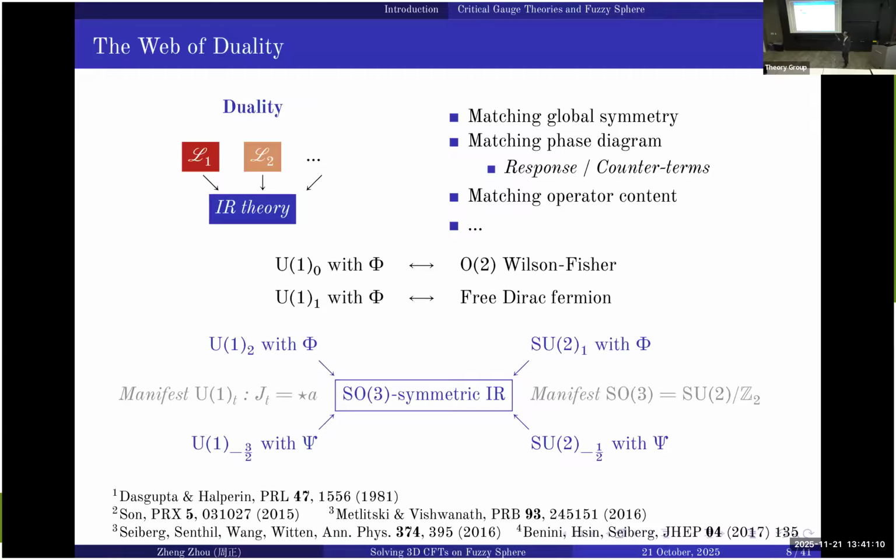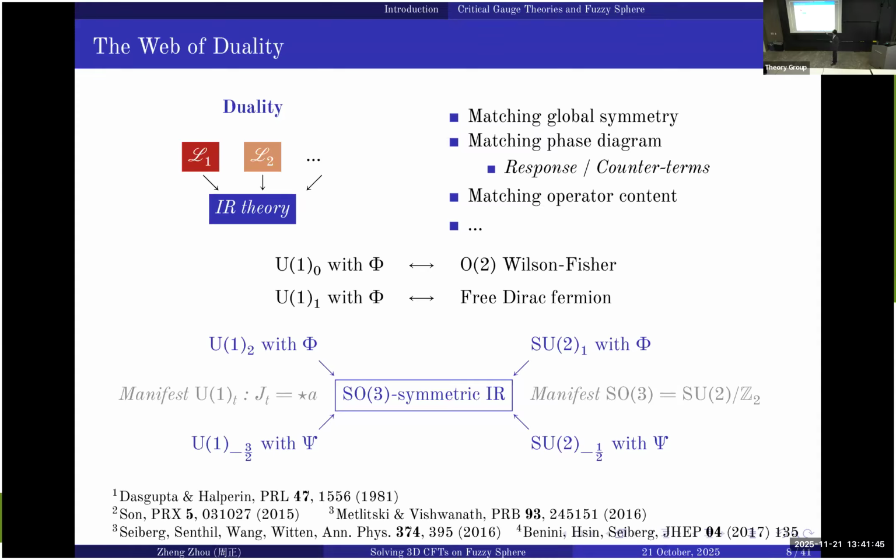But more dualities are still at the stage of conjecture. For example, it is conjectured that U(1) level 1 coupled to a scalar is dual to a free Dirac fermion. The conjectures can come from matching global symmetry, matching the phase diagram, which includes the response on the background counterterms, and matching the operator content of both sides.